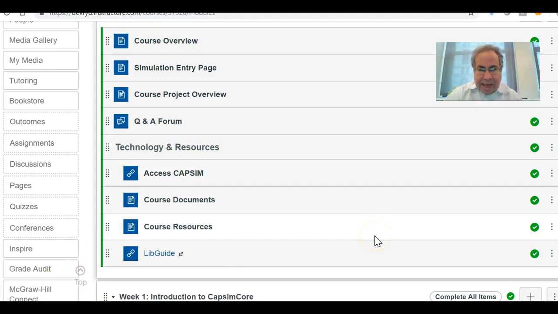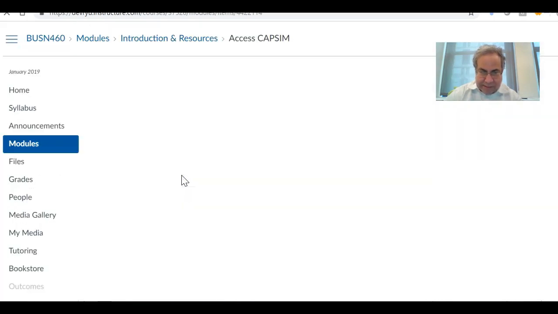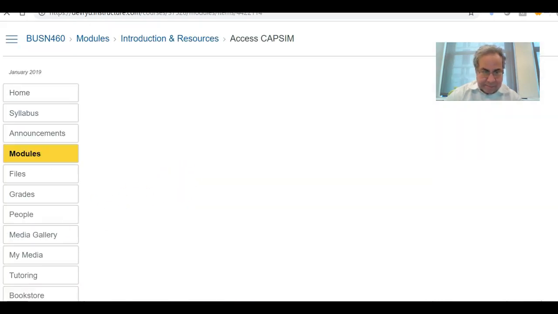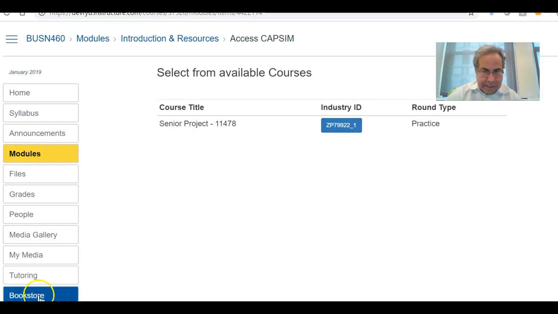Now, to actually access the CAPSIM, you go into this button over here. It says Access CAPSIM. Okay, it's in the same place, the same module. So you access the CAPSIM, and then you click on this blue button over here.